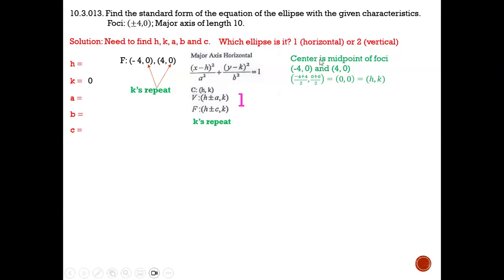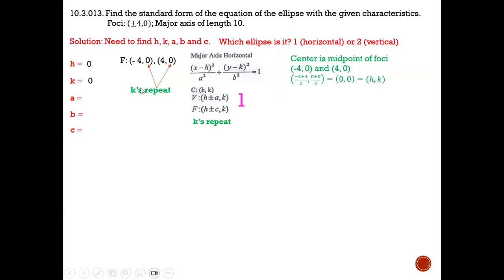The center is the midpoint of the foci. So I know the two foci. Let me try to find the middle of the foci. Well, if you can recall the midpoint of 2 points, you just add up the coordinates and divide by 2. So here, if I add up the x coordinates, negative 4 plus 4, I get 0 divided by 2 is still 0. Add up the y coordinates, 0 plus 0 is 0 divided by 2, 0 divided by 2 is also 0. So we found our center and we know our H, K.